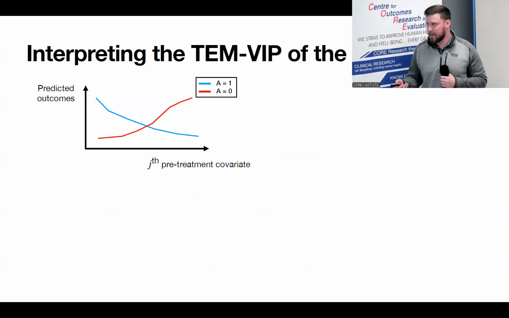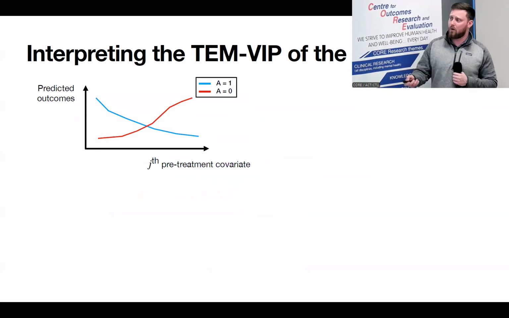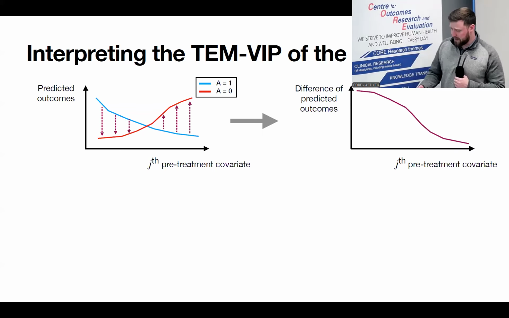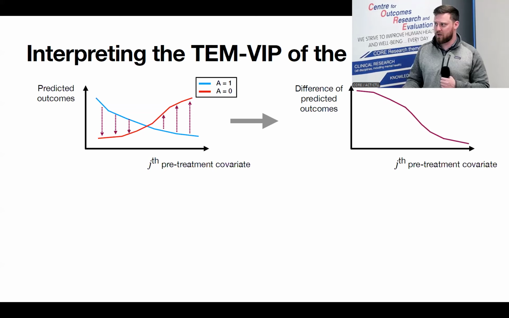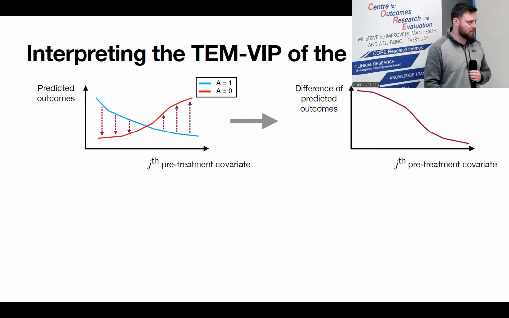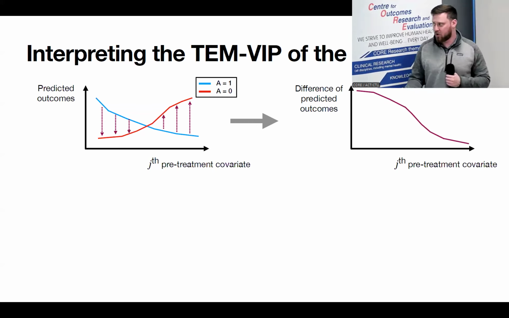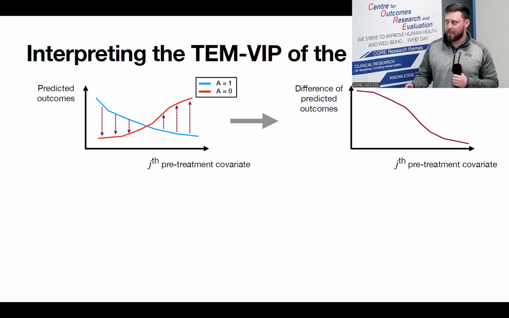I have a drawing. So we're going to go back to our original sketch over here. We have our predicted outcomes on the y-axis, the jth pretreatment covariate on the x-axis, and we see that the outcomes interact with this pretreatment covariate depending on group assignment, A equal to 1 or equal to 0. From here, we're going to compute the difference between the outcome in the treatment arm versus the control arm to get our conditional average treatment effect, which is potentially a very nonlinear, complex relationship between our pretreatment covariate j and the predicted outcomes.